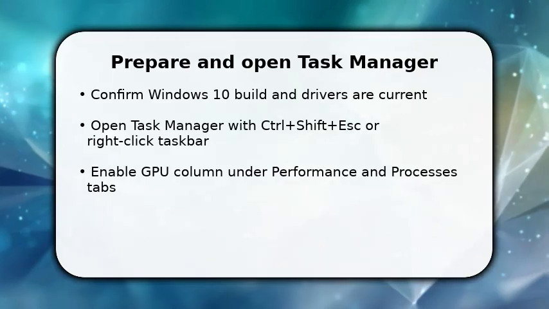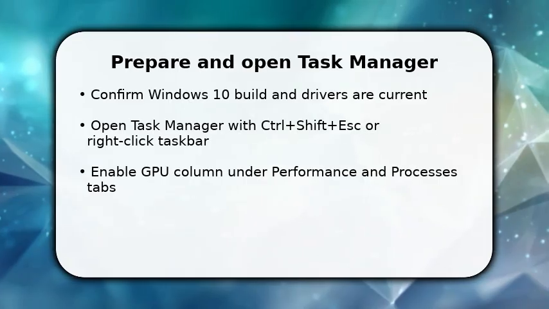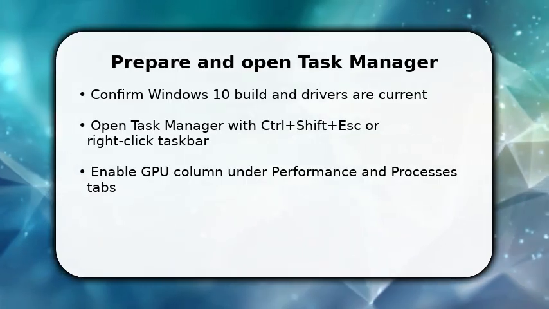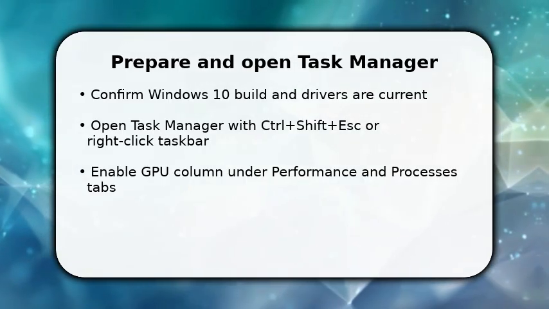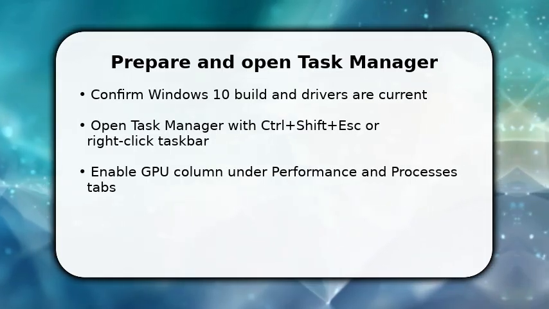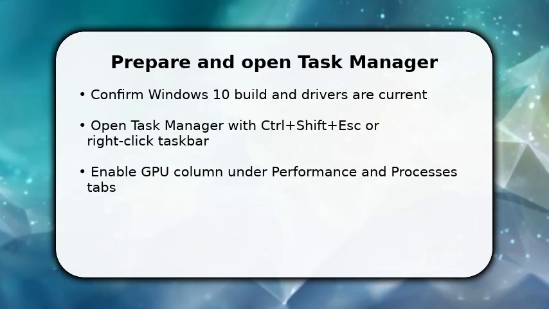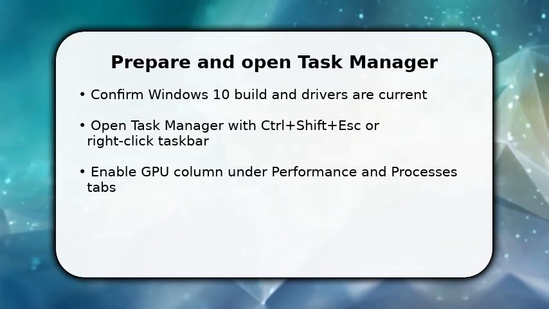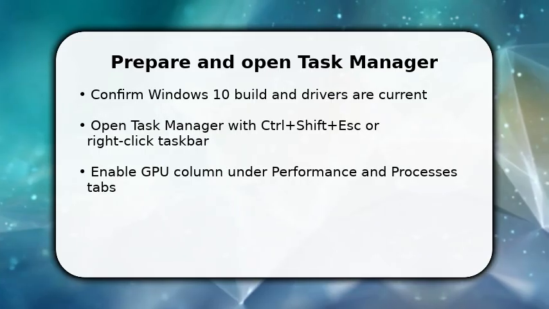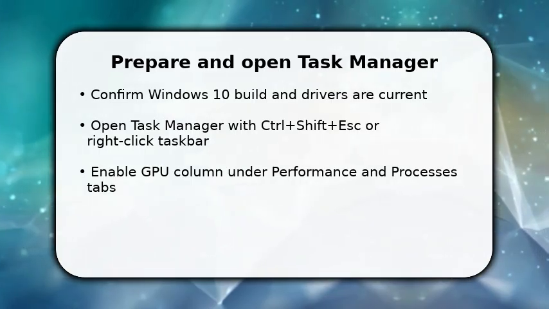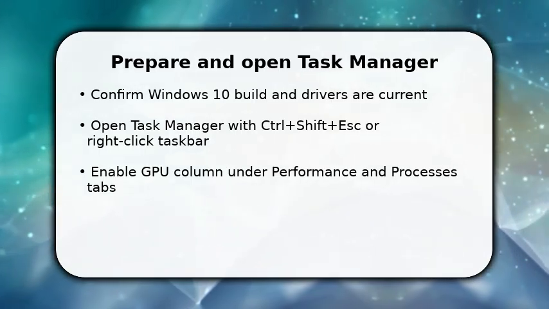You start by confirming drivers and Windows updates are installed so readings reflect true performance. Once done, open Task Manager with Ctrl+Shift+S or right-click the taskbar and choose Task Manager. Make sure Task Manager shows the Performance and Processes tabs. If GPU columns are missing, right-click any column header and enable GPU and GPU Engine.